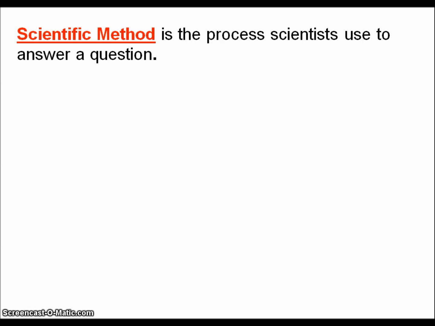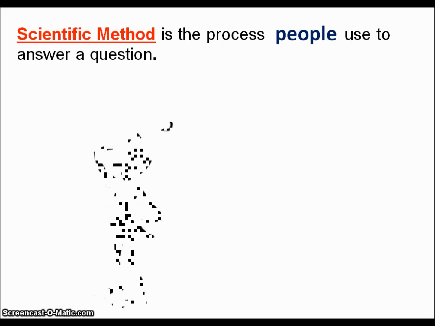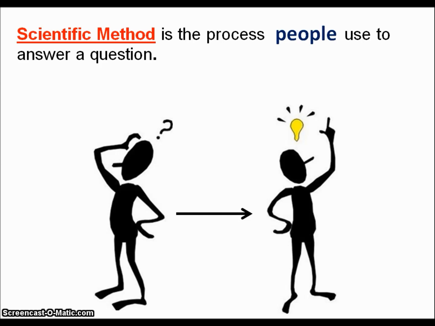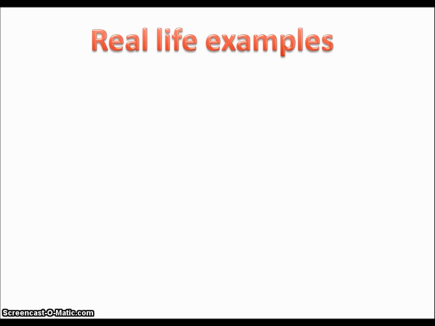I actually am going to change this just slightly. Instead of saying scientists use the scientific method, I want to put people use the scientific method. We may not call it the scientific method, but anytime you have a question and you come up with a way to find an answer to that question, you're actually using the scientific method, even though you probably aren't calling it the scientific method.